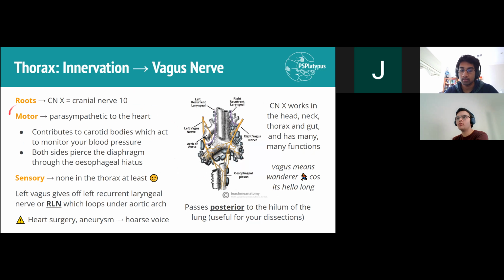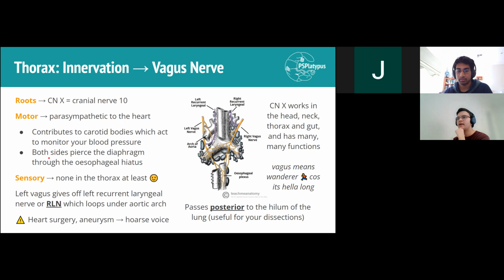And its motor for the thorax is mainly going to be parasympathetic innervation for the heart. So it's going to slow down heart rate, it's going to reduce cardiac output, and it's going to be mainly innervating the SA node, AV node, etc. It contributes a little bit to the carotid bodies, and these are kind of like dilations on some of the, I think it's the internal carotid vessels, which will monitor your blood pressure. So those nerves are actually what allows you to monitor blood pressure and then make sure everything is fine.